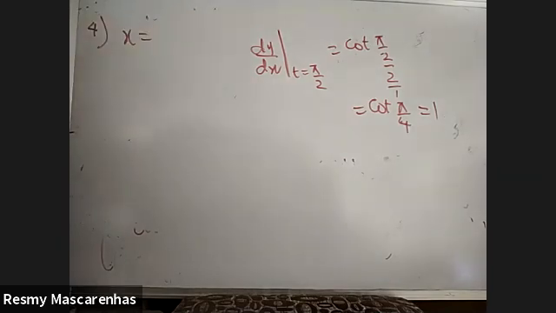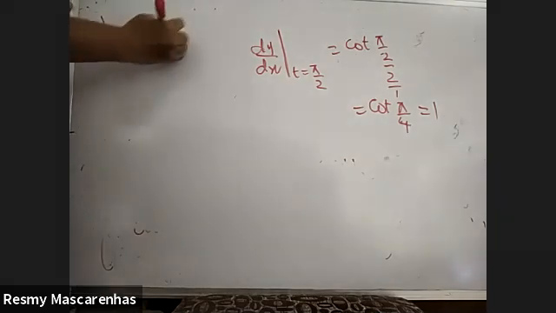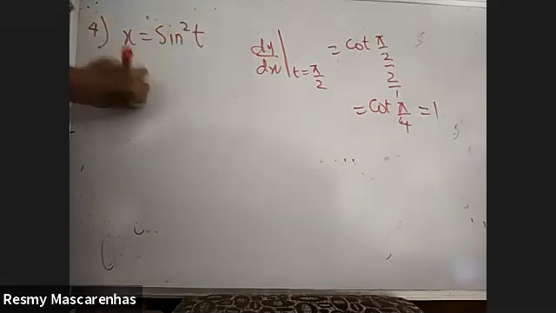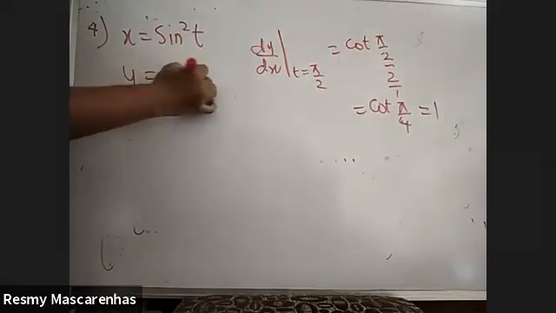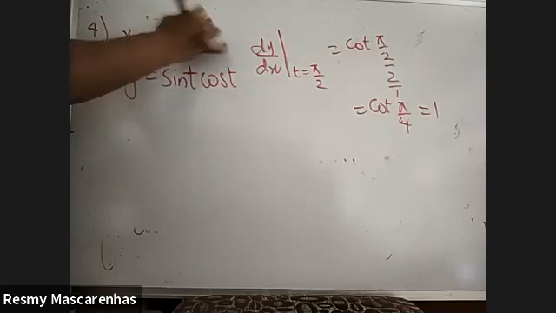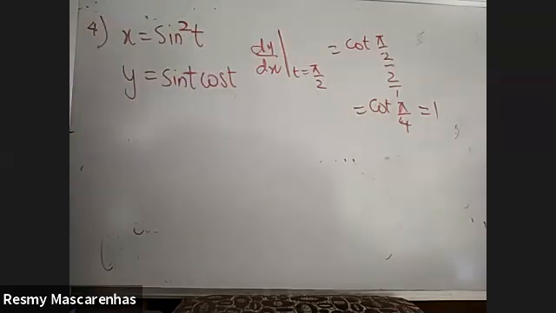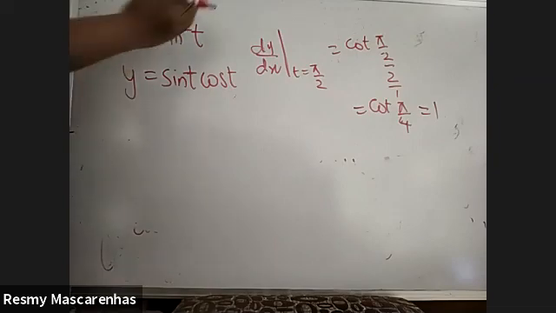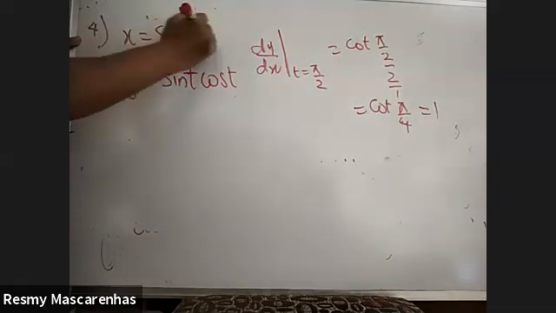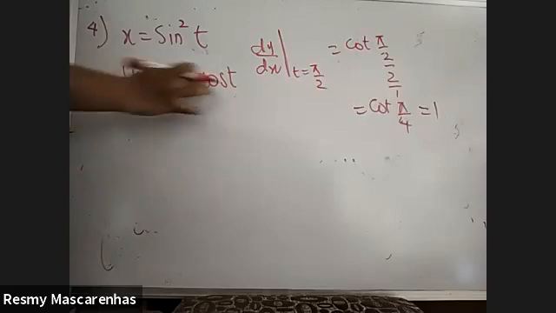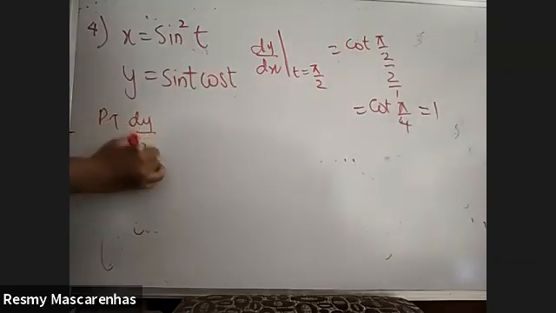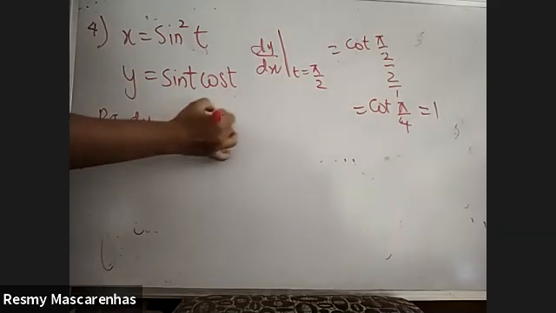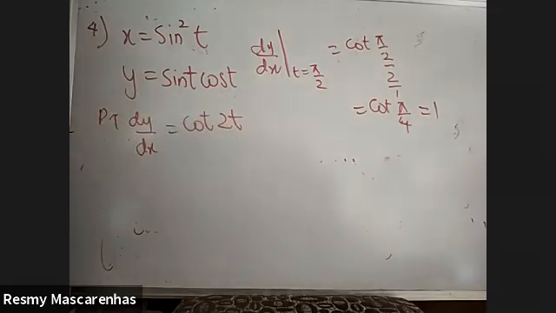X is equal to, fourth one, sine square t. Y is equal to sine t cos t. This is sine square, not sine 2t, sine square. This is sine t. Prove that dy by dx is equal to cot 2t. This is 2.